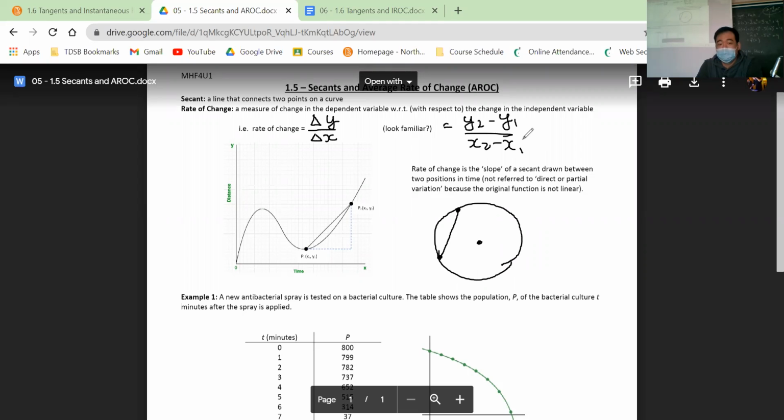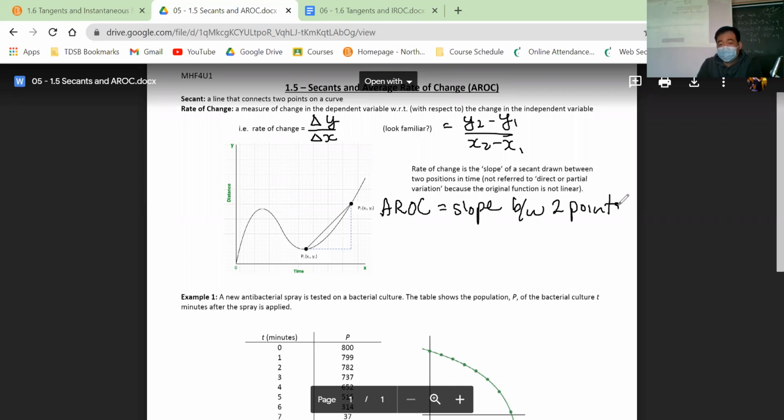Same thing here. Why do we look at a secant? Well, I want to know how quickly something changed from 1 point to another. As opposed to trying to figure out how quickly a curve changes, we simply get the average change between those 2 points by calculating the slope between those 2 points. That's it. And so we call that average rate of change. In short, when you want to calculate the average rate of change, it is the slope between 2 points. Ta-da! End of chapter 1.5.